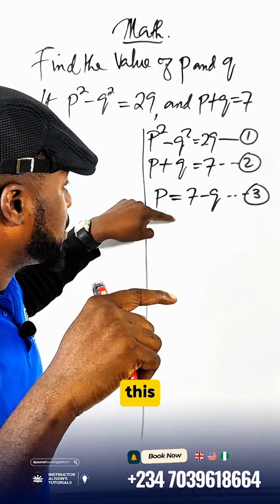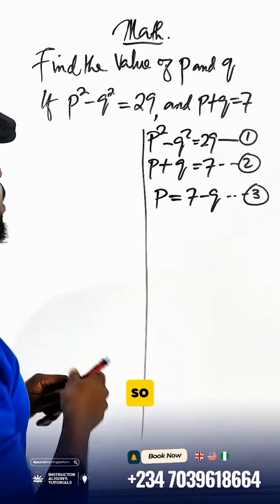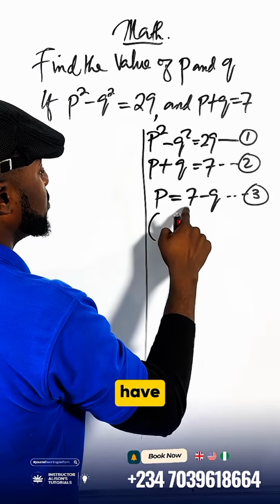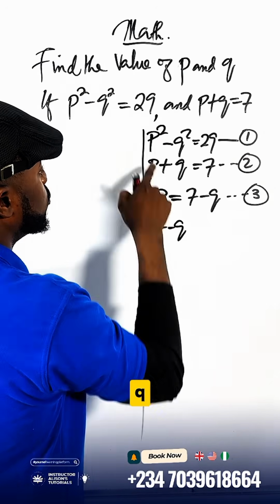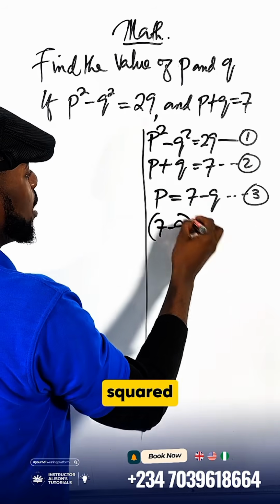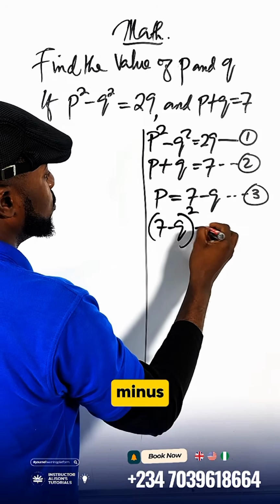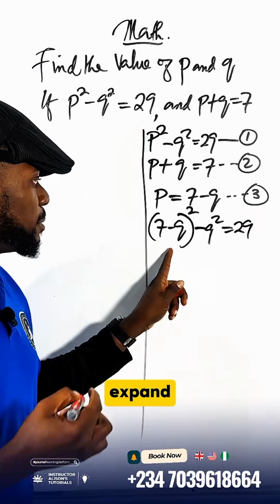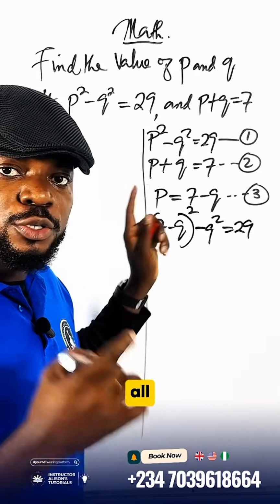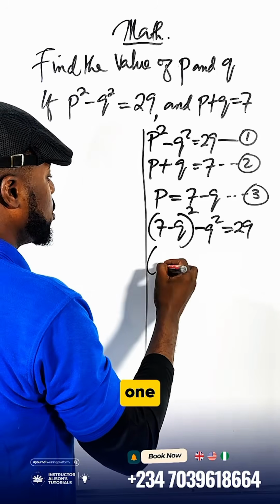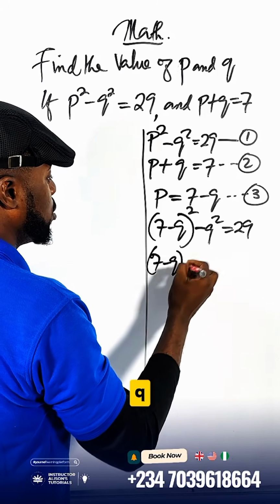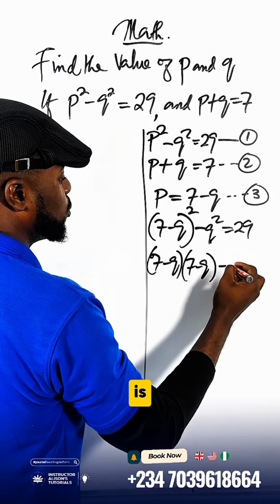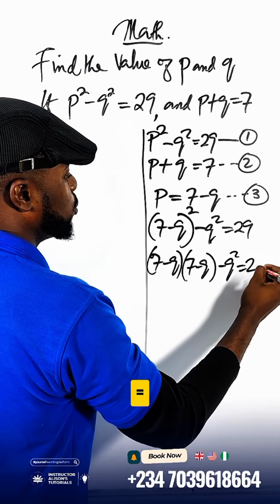So I want to substitute this particular equation 3 into equation 1. That means anywhere I see P, I'll have to substitute the value of this P. So I have 7 minus Q to replace this particular P. Because it's squared, I'll have to square it as well. Minus Q squared equals 29. So let's expand this. When you have 7 minus Q all squared, it means you should duplicate this one. We have 7 minus Q into 7 minus Q, minus Q squared. Please, this is Q, so you don't think that is 9, equals 29.